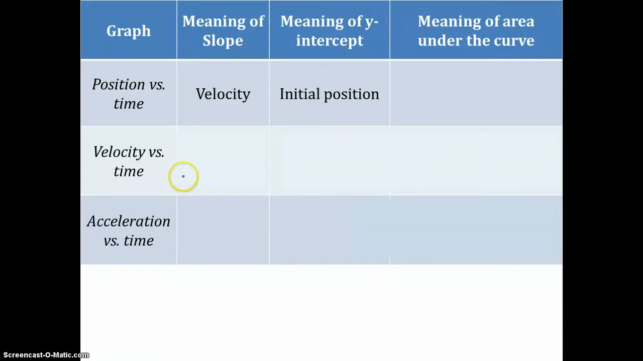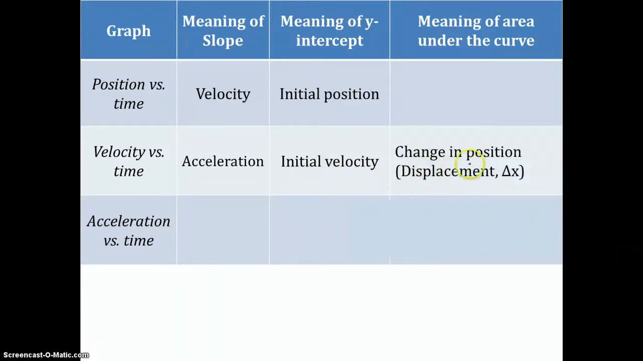Velocity versus time. The meaning of the slope, we learned that from our lab this unit, is acceleration. The meaning of the y-intercept is initial velocity. And for velocity versus time, the meaning of the area under the curve is the displacement, or the change in position. Another way to say that is delta x.